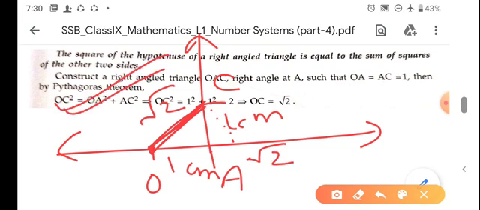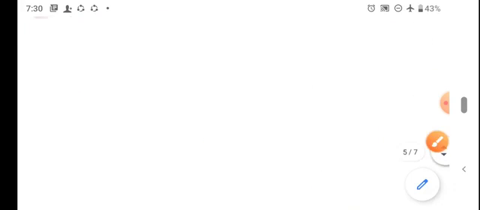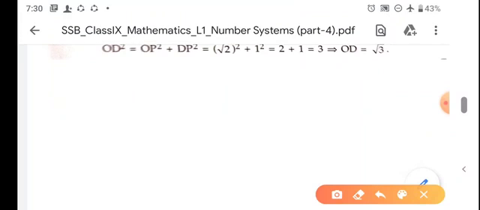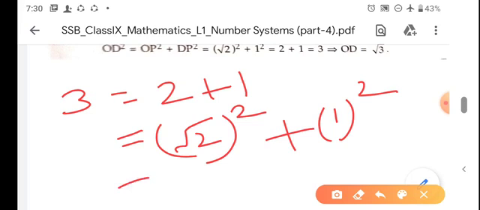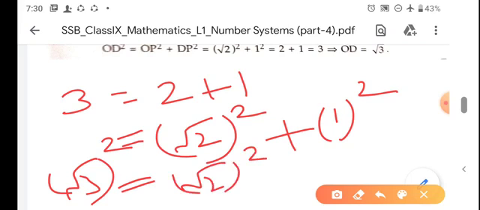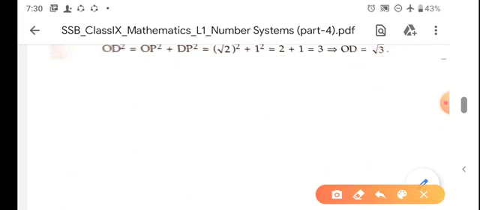So this is how to prepare root 2. Then root 3. How will we write root 3? 3 can be written as 2 plus 1, and 2 is written as the square of root 2 and 1 as the square of 1. So 3 can be written as root 3. See, by taking root 2 as the base and 1 centimeter as the perpendicular, we get root 3.